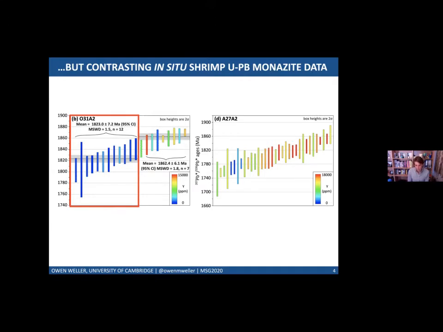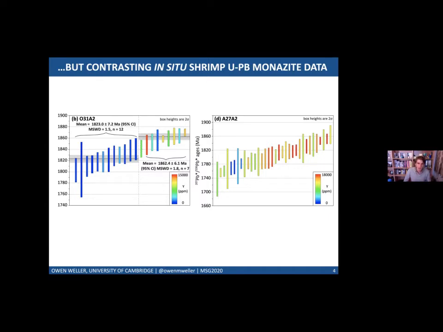But try as we might with the other sample, A27A2, we couldn't pull out any statistically valid ages for the sample. And you can see that it's got a spread from about 1860 to 1740 million years. And certainly lots of granulite-facies monazite data looks like this, where you get a real spread of concordant data. And we were interested whether this spread was real or whether the petrographic and chemical indicators we had from the SHRIMP were not enough to interrogate this data set.